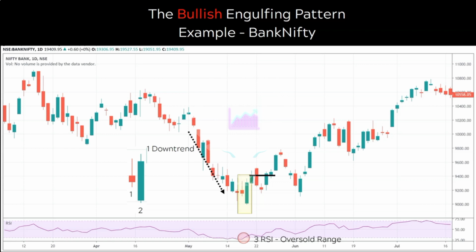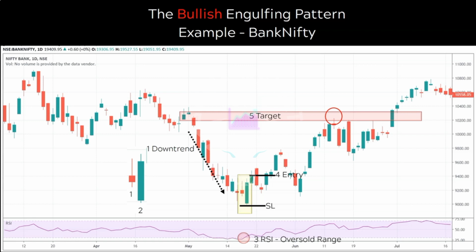Finally, we will wait for the next candle. As you can see, the next candle closes above the green candle of the pattern, which confirms our entry here. Our target will be this swing high, and this target got hit here.